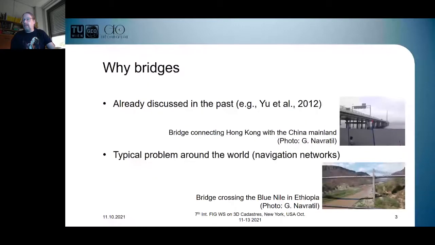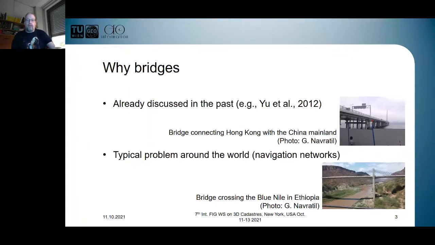Bridges have already been discussed in the 3D cadastre workshops. In 2012, there was a paper by You et al. showing the bridge connecting Hong Kong with the China mainland. And this is an example of a 3D cadastre because the bridge belongs to Hong Kong, the water below belongs to China. But since bridges are a part of navigation networks, we do have them as a problem throughout the world. The picture here on the bottom right shows a bridge crossing the Blue Nile in Ethiopia, and the picture was taken from another bridge right next to this one. So we do have the situation of bridges throughout the world.